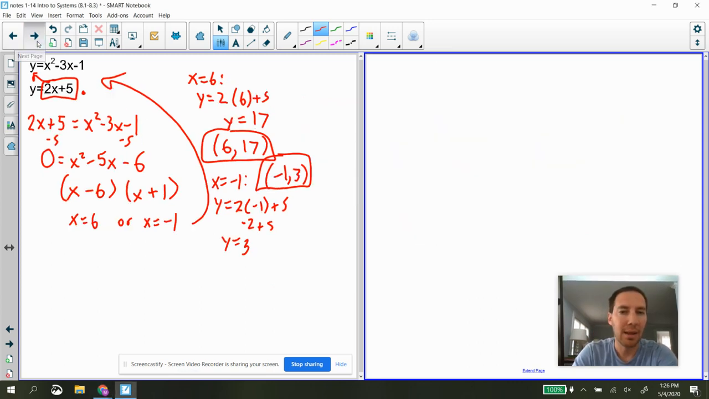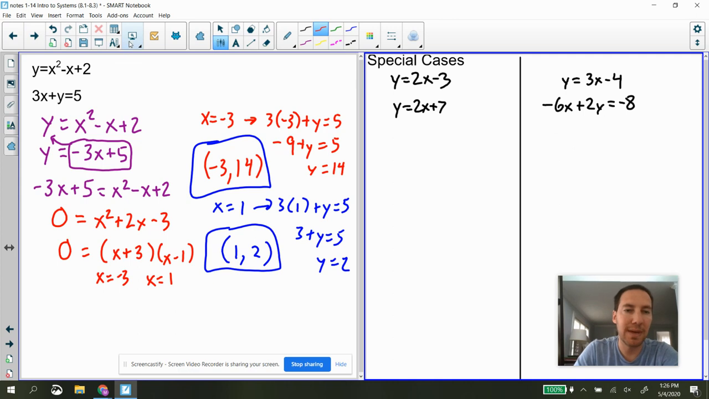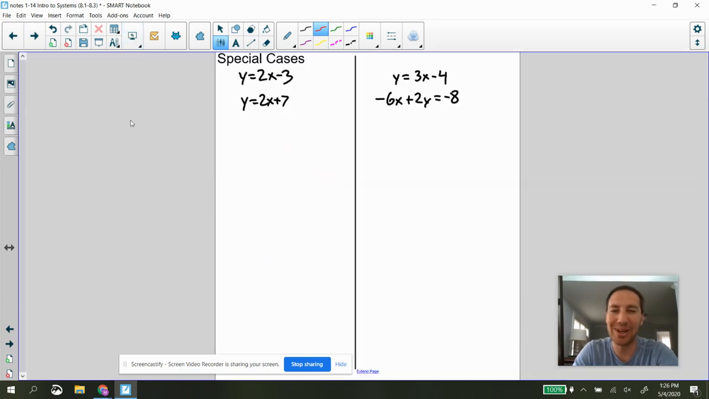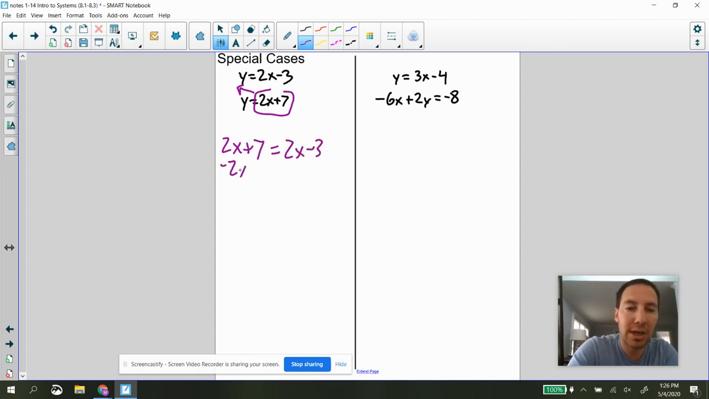All right. Last thing, we have some special cases, don't we always? So imagine if you were to solve this first one. Let's plug this in for y over here. You'd get 2x plus 7 equals 2x minus 3. Subtract 2x, subtract 2x, and my x's go away and you get 7 equals negative 3. That's not true. This would be no real solution.